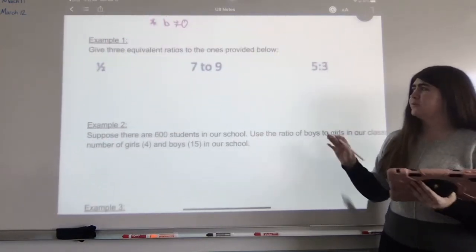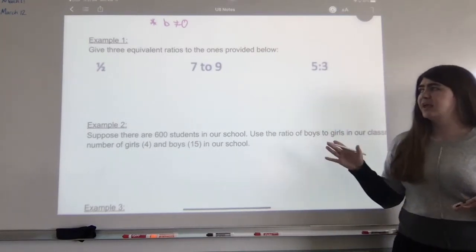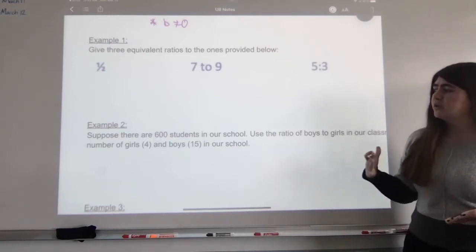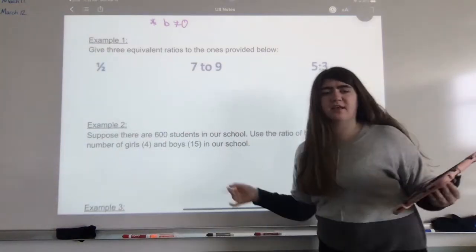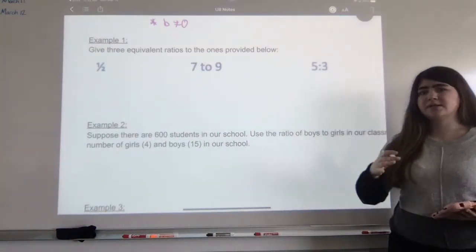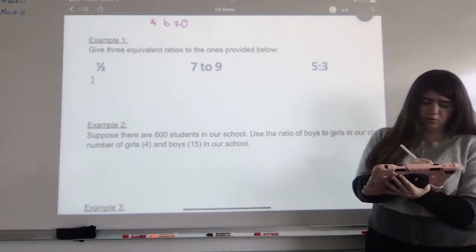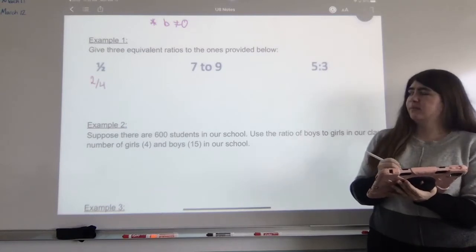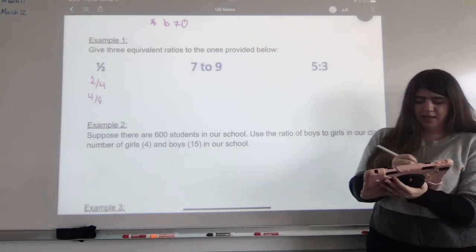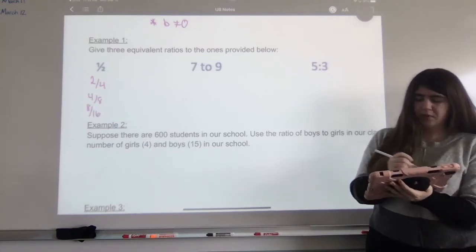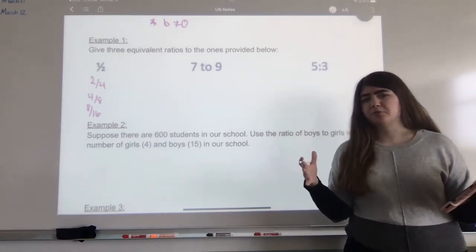All right, so back to the equivalent ratios. An equivalent ratio is a ratio that is going to have the same overall value. So we can get an equivalent ratio by multiplying each piece of our fraction by the same number. So a 1 to 2 ratio, 1 times 2 is 2, 2 times 2 is 4. A 1 to 2 ratio will be the same as a 2 to 4 ratio, or the same as a 4 to 8 ratio, or the same as an 8 to 16 ratio. All three of those are examples of equivalent ratios. They all have the same overall value.